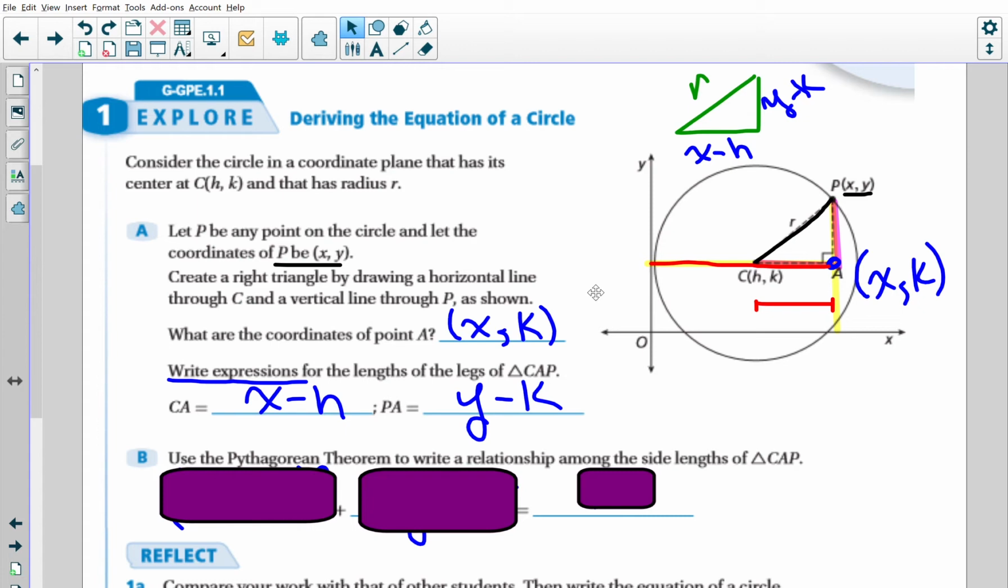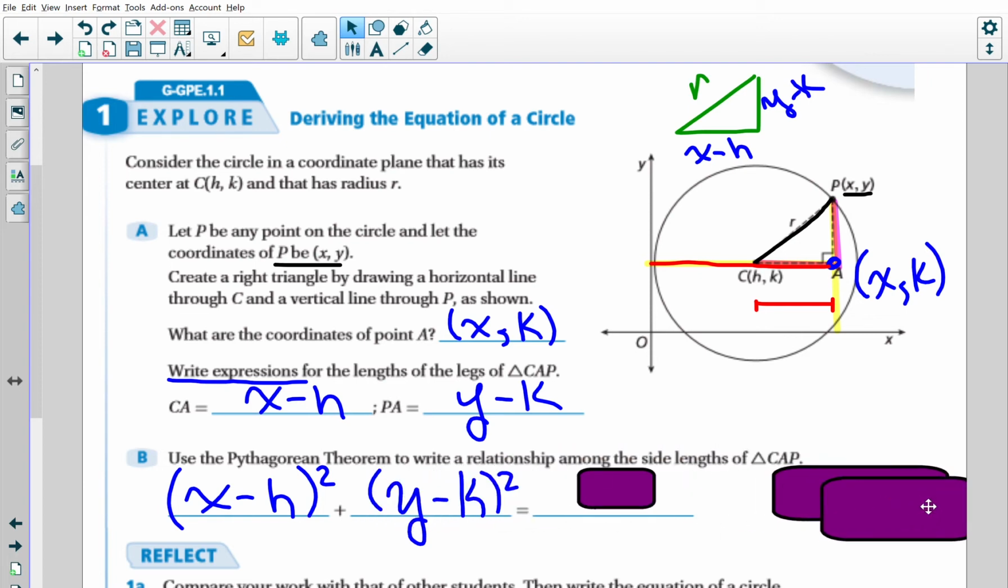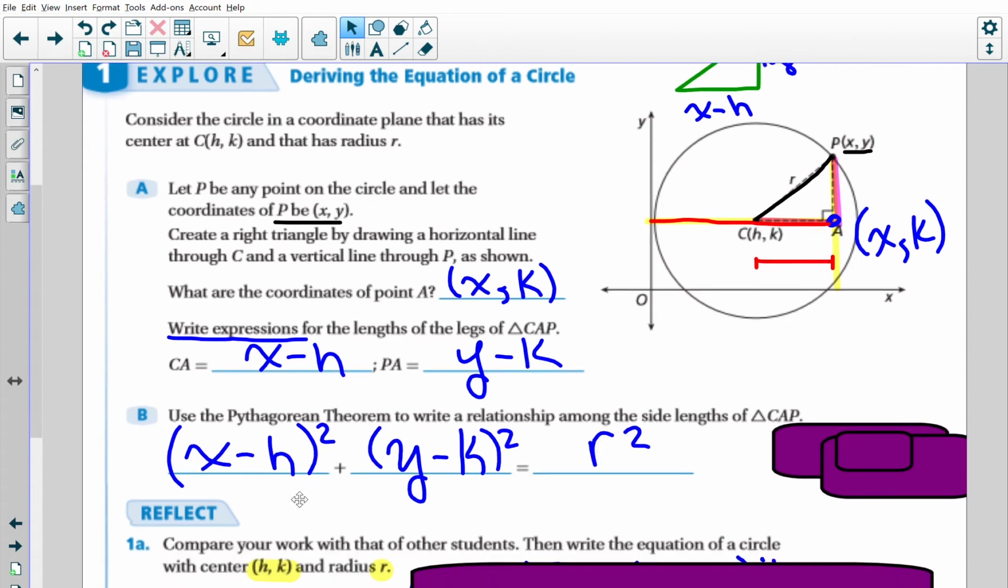Well, a squared plus b squared equals c squared, where a and b are the legs, so x minus h and y minus k. And the hypotenuse is opposite the right angle, which is r. That equation that you see is ridiculously important. That is the general equation of a circle in an xy plane at center HK with radius r. Notice it's a difference. Very, very important. Subtracting here. That's going to make a big difference when your coordinates are negative.